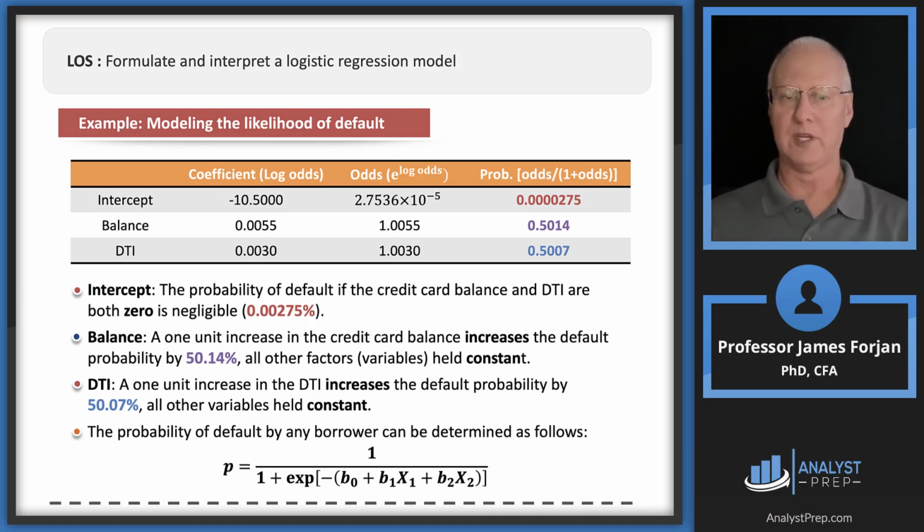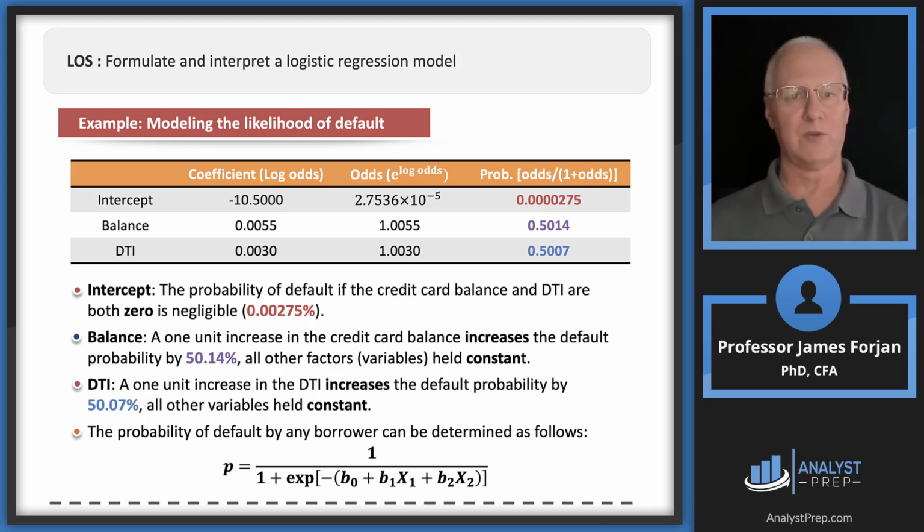It increases the default probability by about 50%. And this is important, holding the other variables constant. For debt to income ratio, it's about the same, 50%, right? So a 1 unit increase in debt to income ratio increases the default probability by 50%.